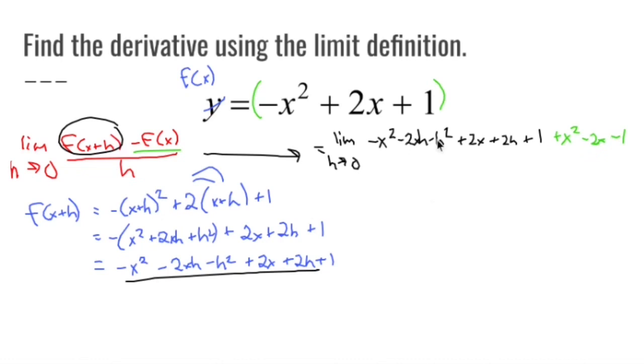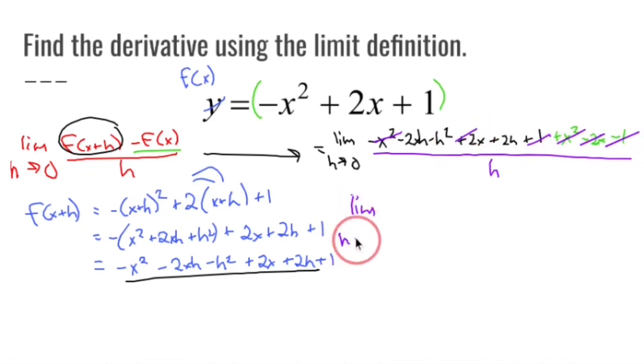Remember how I mentioned magic before? Well, things are going to disappear. First, I need to put this all over h. Negative x squared and x squared cancel out. You should expect this to happen when you do problems like this. What else cancels out? 2x, negative 2x, positive 1, negative 1. So I now drop down the limit as h approaches 0 of negative 2xh minus h squared plus 2h.